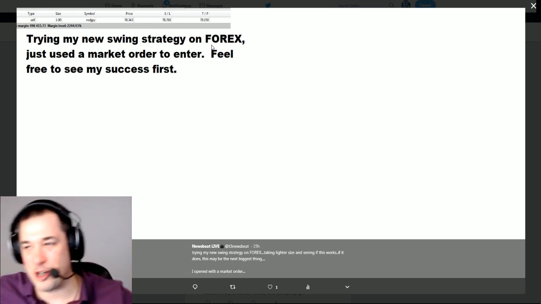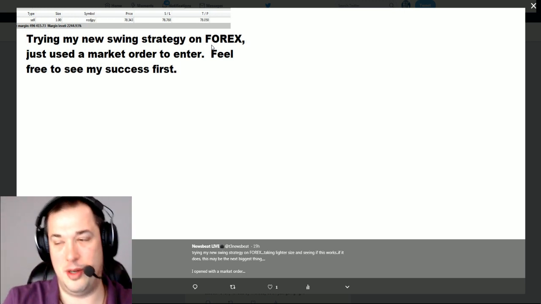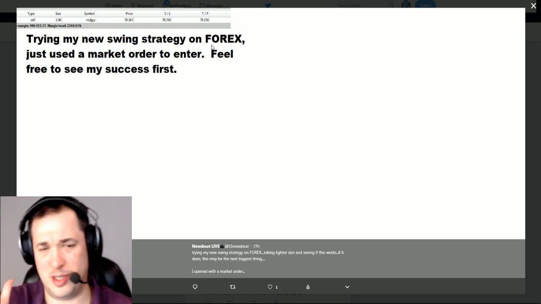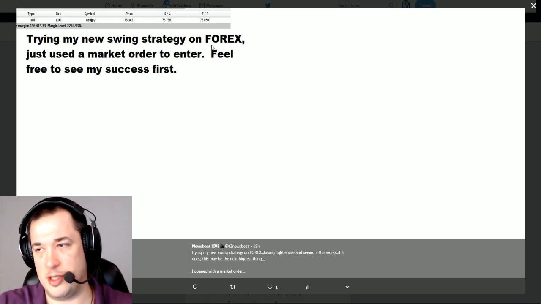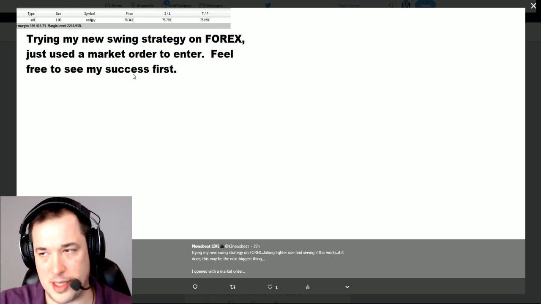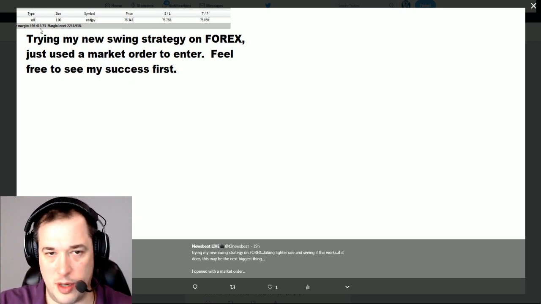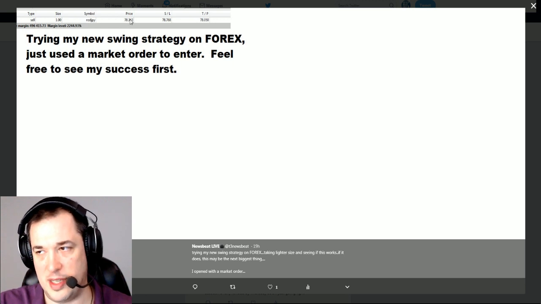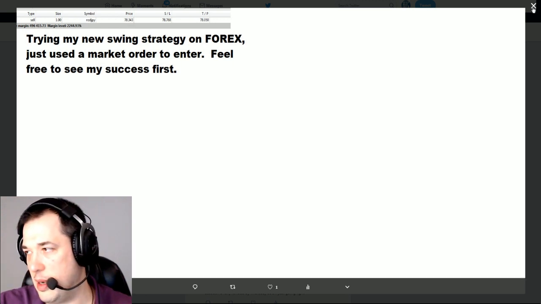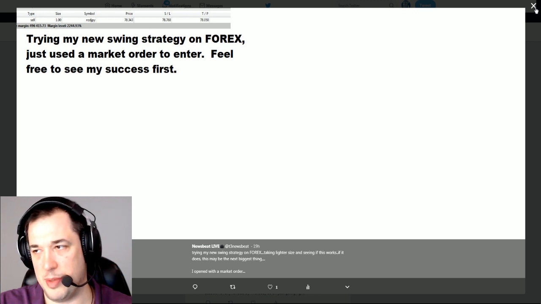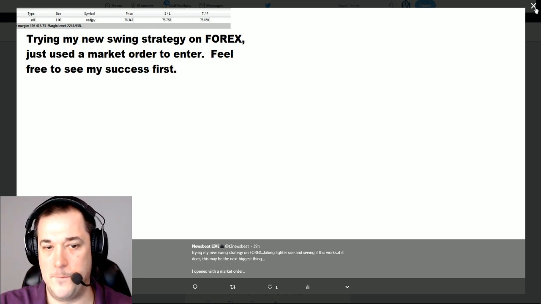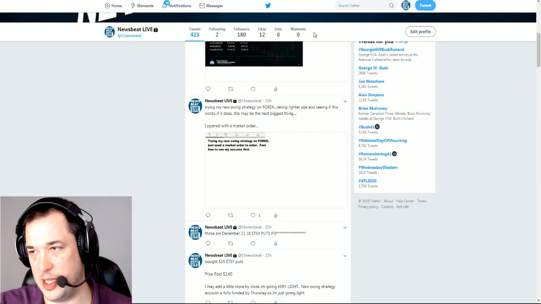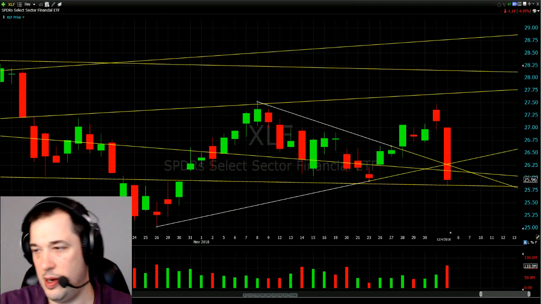I just used a market order to enter, similar to what I would not really do in the US market. Sometimes I'll use a bid, sometimes I'll use a market, but I used a market order to enter. Feel free to see my success first. So what I did here was, if you can't see this, I shorted New Zealand Japanese yen at 78.34 and put a stop at the top of the candlestick and a simple take profit at 78.05. That trade actually worked, or the take profit level hit. Let's see what New Zealand Japanese yen looks like now. And I'll show you the chart.